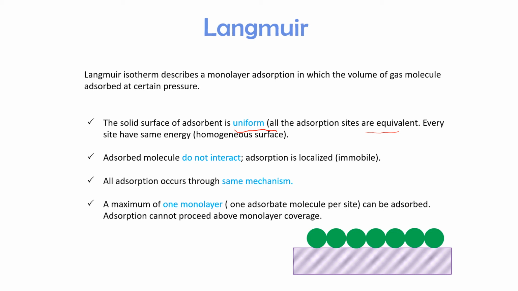So here we have the adsorbents and we have the adsorbates. Here are the adsorption sites for the adsorbates. Okay, and all of these sites are equivalent with homogeneous surface with the same energy also. And the adsorbed molecules do not interact with each other, and the adsorption is localized. The adsorbate is not moving, and the adsorption occurs through the same mechanism, and a maximum of one monolayer or one single layer, one adsorbate molecule per site can be adsorbed. Okay, and the adsorption cannot proceed above the monolayer coverage.